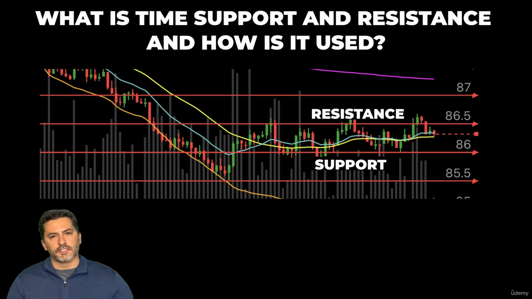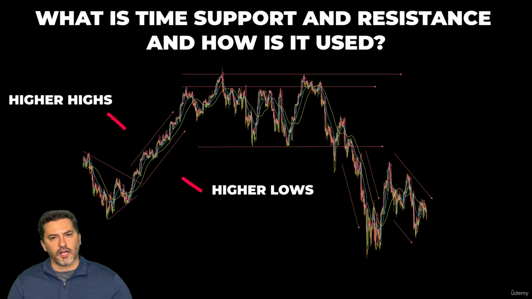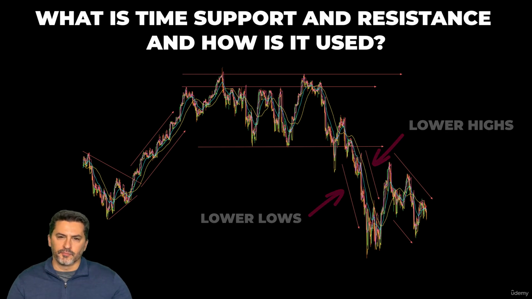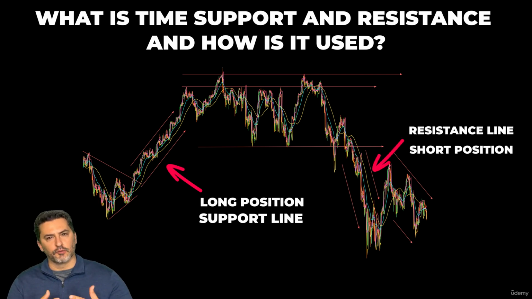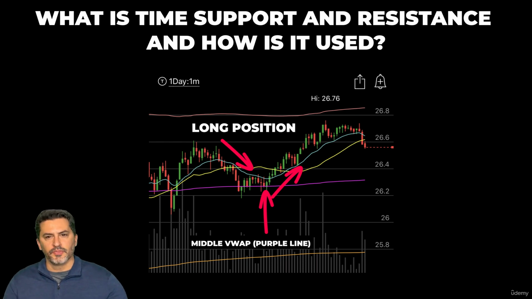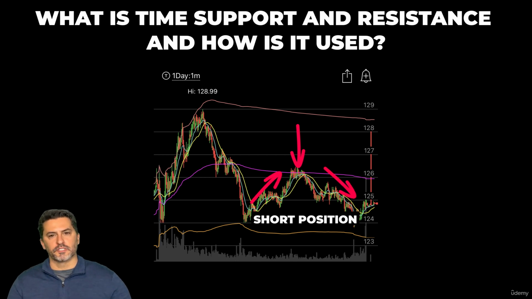So drawing your lines can provide you very easy analysis to see if a stock is making higher highs and higher lows, which means it's trending up, or lower highs and lower lows, which means it's trending down. So the stock price above an ascending support line would favor a long position, and a stock price below a descending resistance line would favor a short position. Another example is a bounce off the middle VWAP from above the middle VWAP would favor a long position, and a bounce off the middle VWAP from below the middle VWAP would favor a short position.